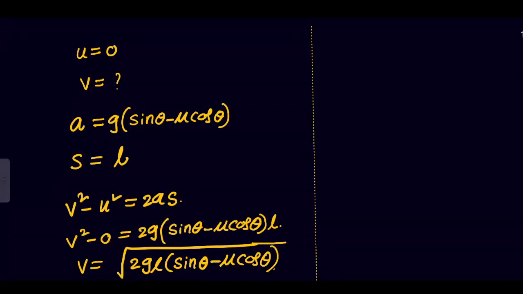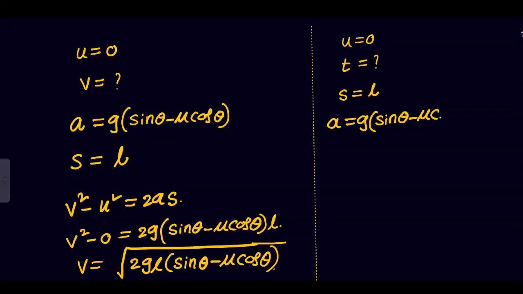So time calculations. We need to find the time now here. Initial velocity is 0. How much time will it take? The displacement here is L. And acceleration is equal to g into sine theta minus mu cos theta. So I can use a relation here: S is equal to ut plus 1/2 at square.